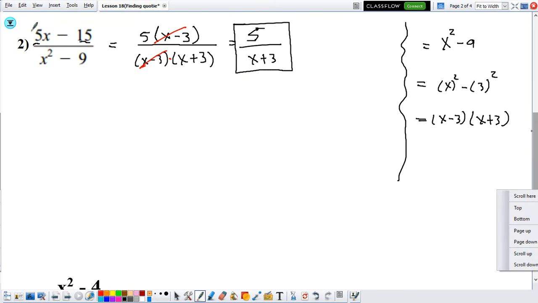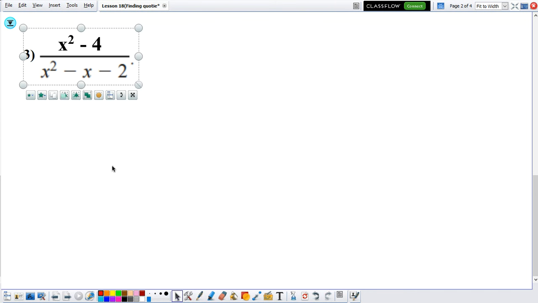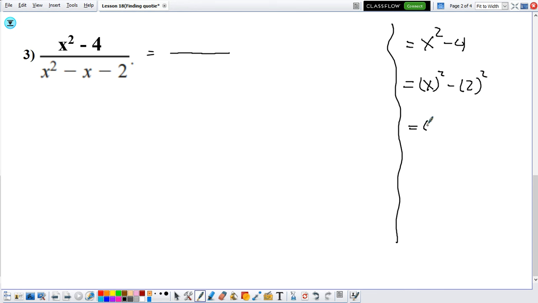Let's look at the next example. Now we see that we have a little more complicated example here. But still, look at it one at a time. How can I factor out the numerator? Again, notice that the numerator is another difference of squares. x squared minus 4, you can rewrite as x to the second minus 2 to the second. Now that I have it in this form, it's clear that your factors are x minus 2 and x plus 2. It is a difference of squares.